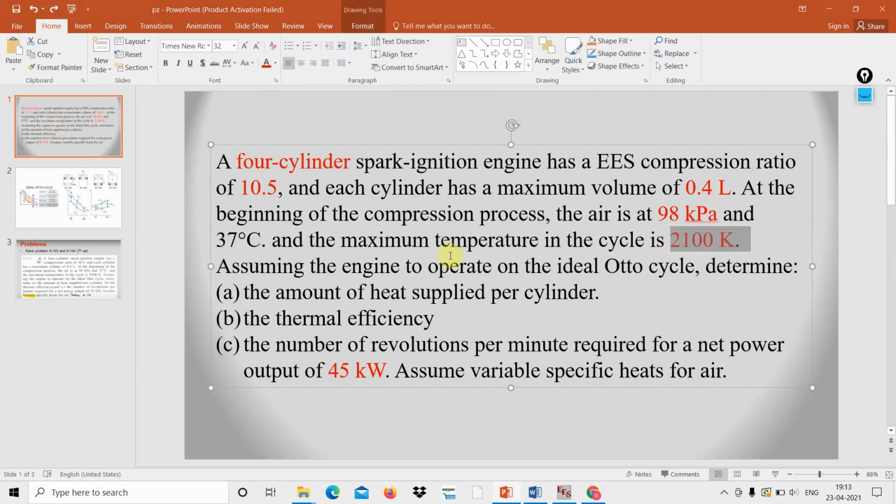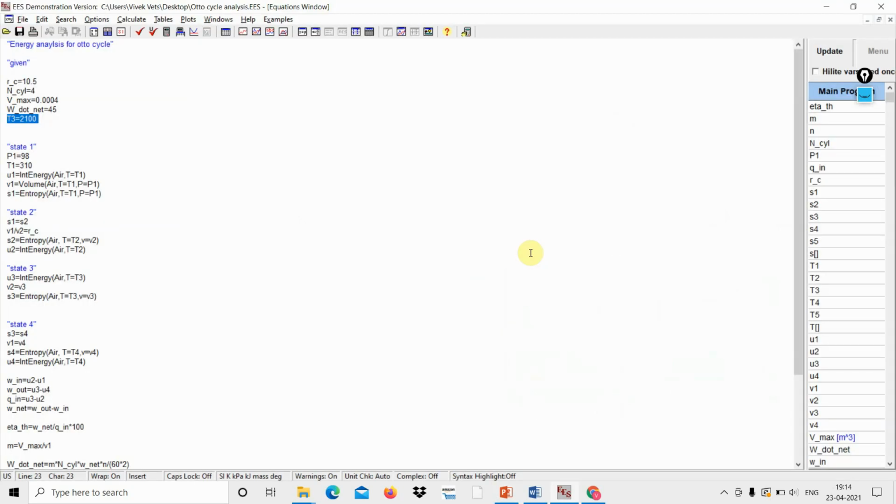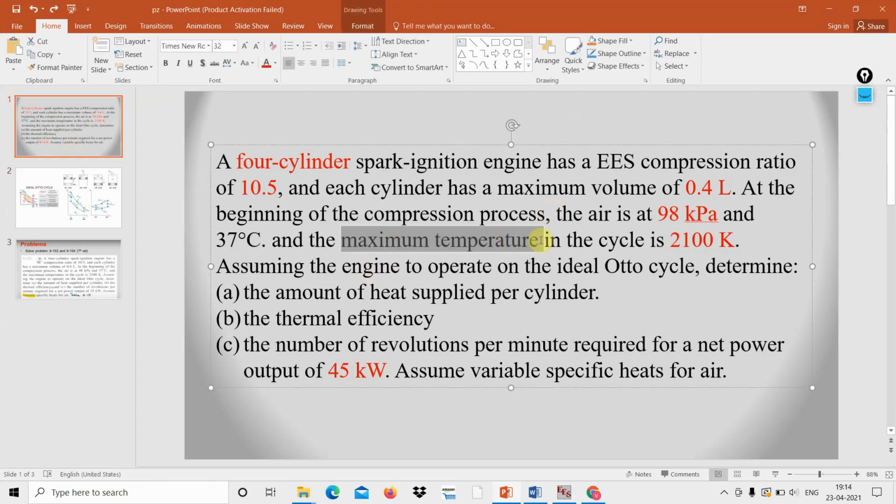You may see the maximum temperature in the cycle is 2100 K. As you can see, T3 will be there, and this process is known as constant volume combustion. After getting heat, the temperature at state 3 will be higher. So from this statement, we may determine that this temperature is related to T3 itself.